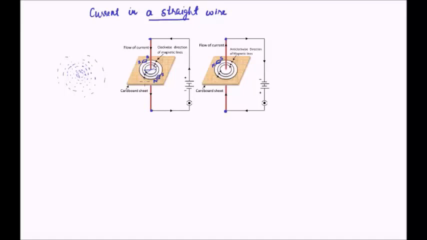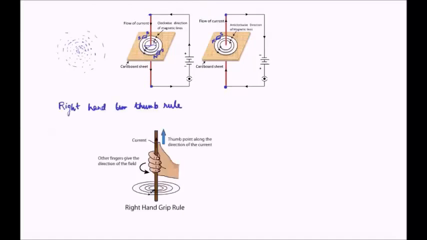Now let us see how to find out the direction of magnetic field in a current carrying wire. For that, we'll use what is known as the right hand thumb rule. So this is the diagram for my right hand thumb rule, or what is alternatively known as the right hand grip rule. What this says is that suppose we have a current carrying wire, in which the current is flowing from bottom to top.